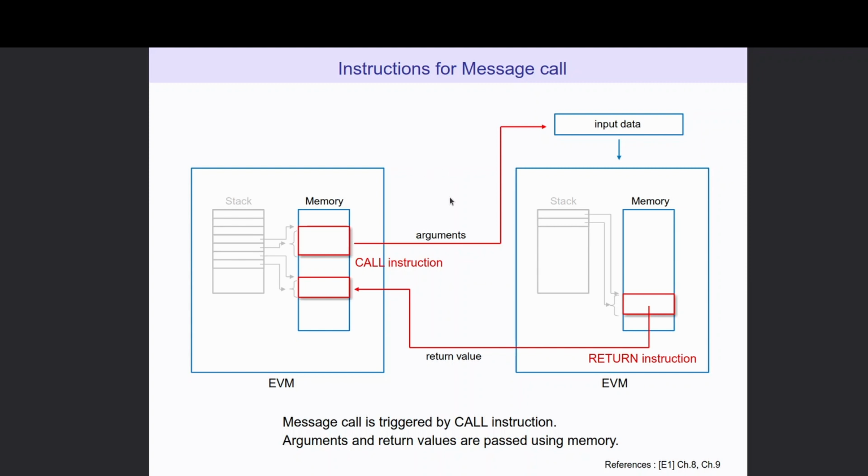And after execution of the called smart contract ends, it returns to the calling contract, and it returns by using the return instruction. And the return instruction, as we already saw in the EVM Codes playground, takes parameters of memory offset and memory length to be returned.